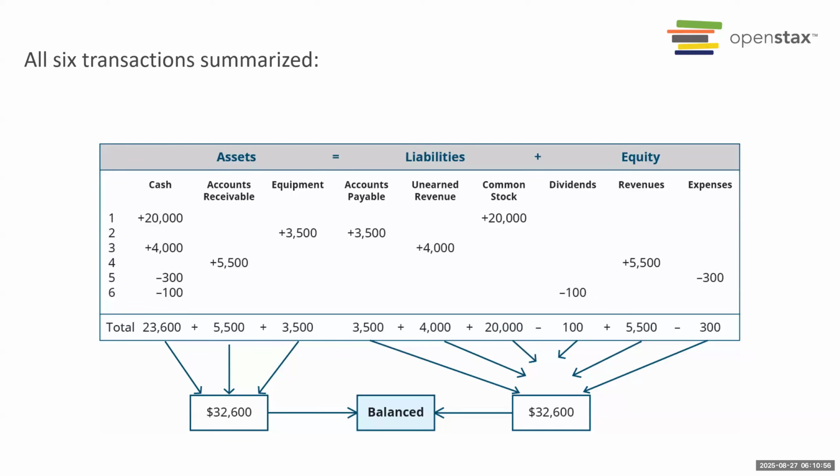When we total up all these transactions for the various accounts, you'll see that assets equal liabilities plus owner's equity. So $23,600 plus $5,500 plus $3,500 equals $32,600. Your liabilities of $3,500 and $4,000, and your equity of $20,000 less $100 plus $5,500 less $300 also equals $32,600.